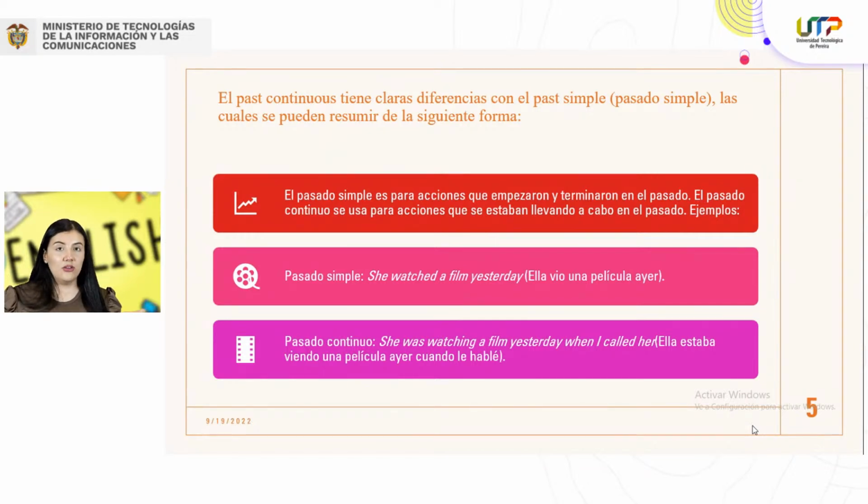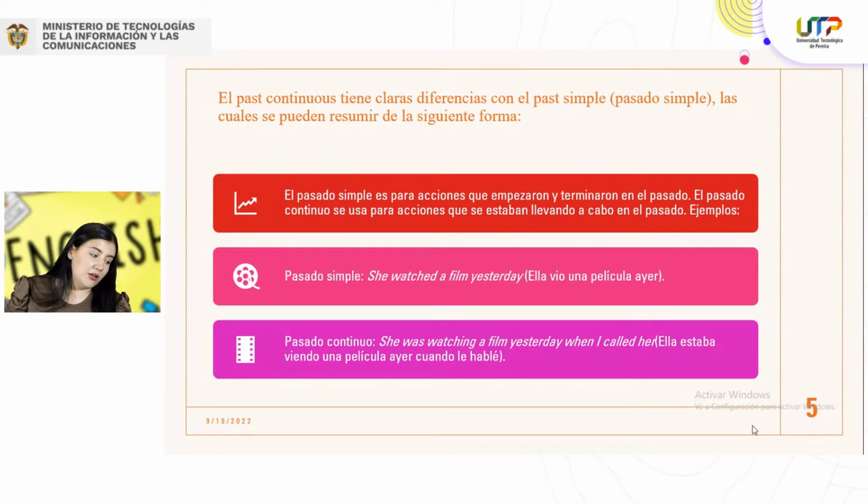Because we got the context in past continuous, but it is necessary to say what happened then. So in this case, an interruption happened when she was watching a film. Okay, that is the main difference. So once we have this difference clear, we can just continue and move on into the different examples.